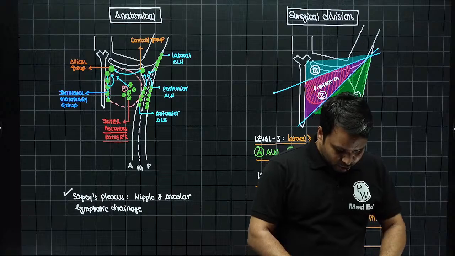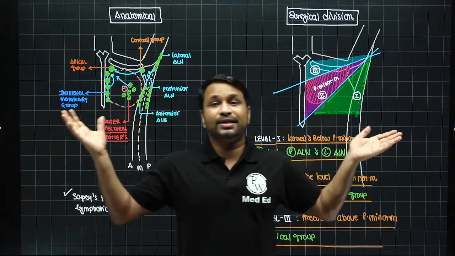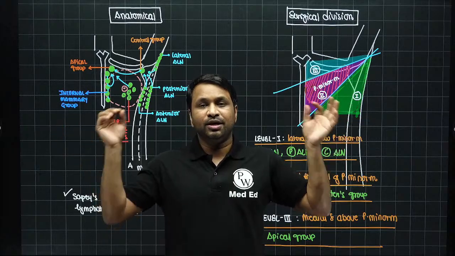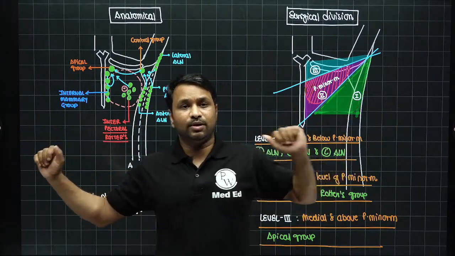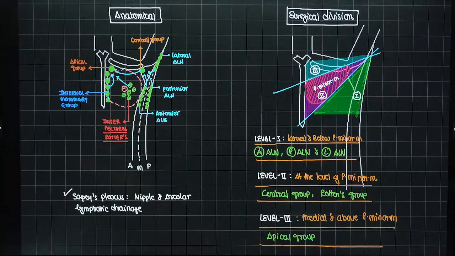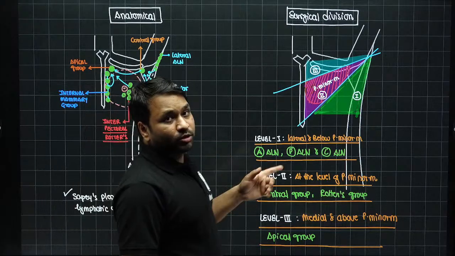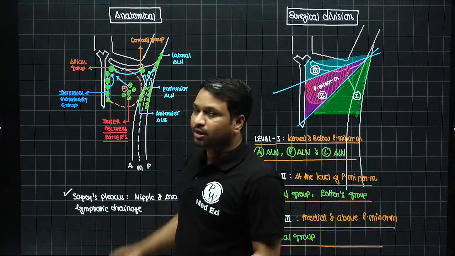Now my question to you is, when you see both these divisions, the surgical division and the anatomical division, there is one lymph node group which I have written in the anatomical one, but I don't have in the surgical one. What is that? Time for you to spot. Right. The lymph node group present in the anatomical but not in the surgical is the internal mammary group of lymph nodes.